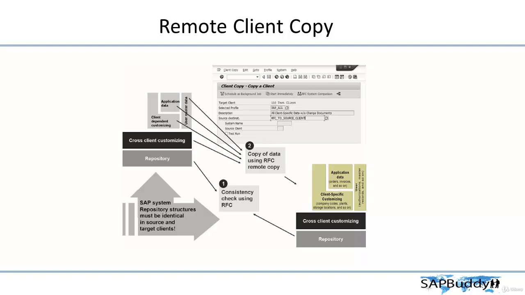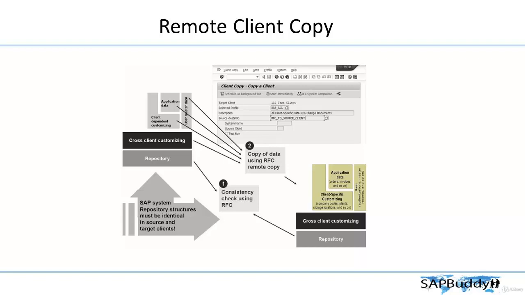In general, the repository must be identical with the source system, meaning the source system as well as the target system should have the same repository. Only then will you be able to do this client copy. However, you can also check the consistency before you start copying.